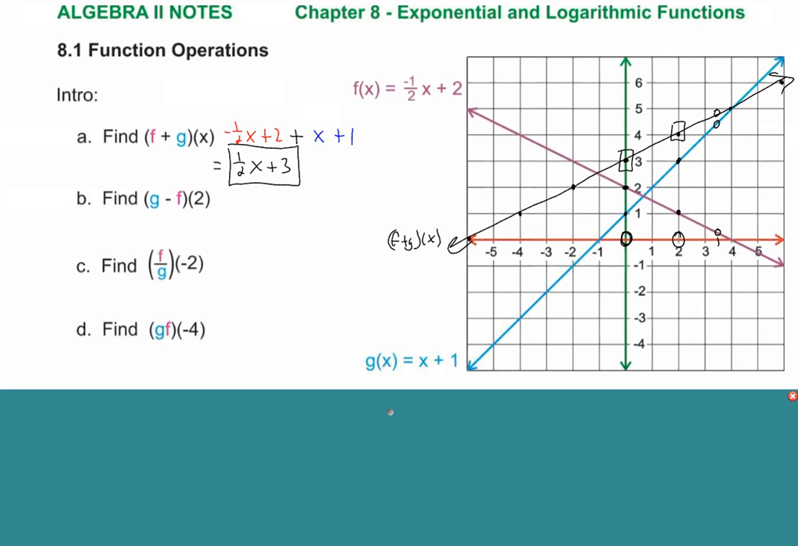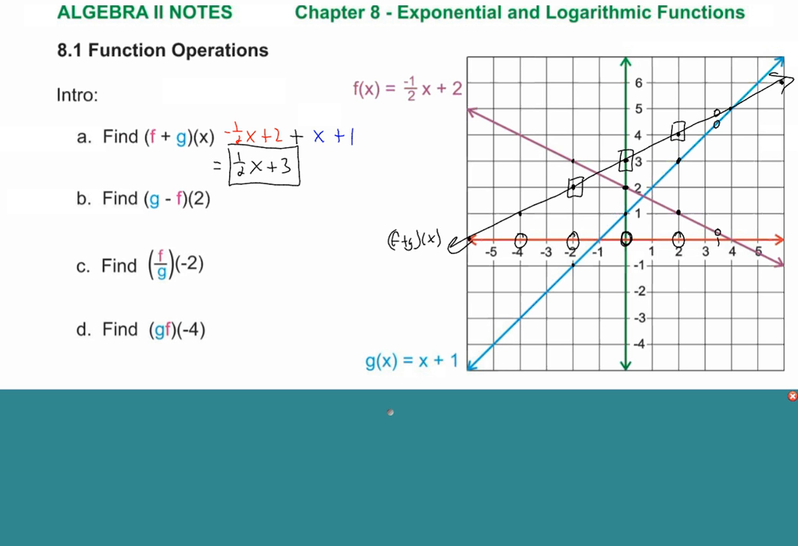Here, let's do negative 2. What is the output of the g function? The red function, I'm sorry, the f function, is 3. What's the output of the blue one? -1. What's 3 minus 1? 2. You can do it everywhere. I mean, that's the situation.